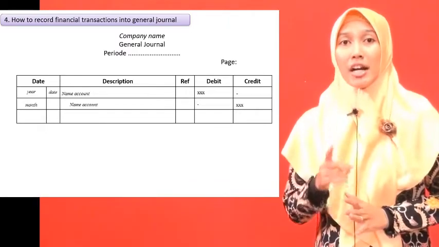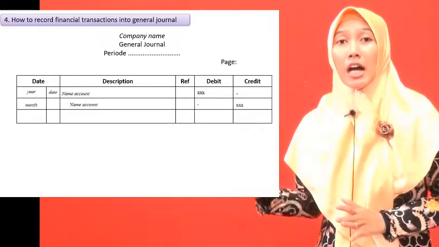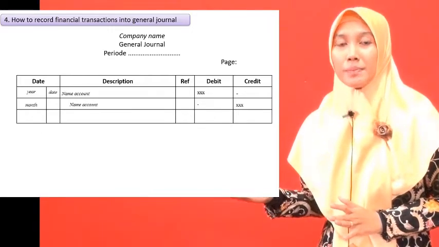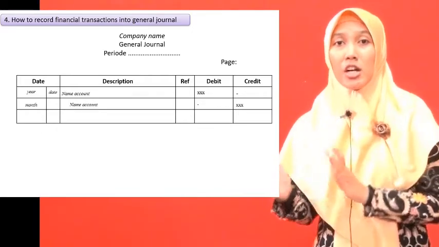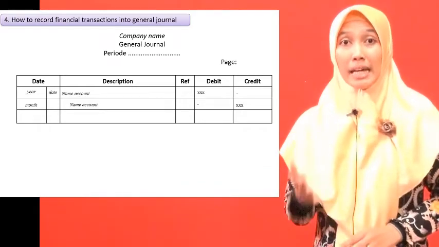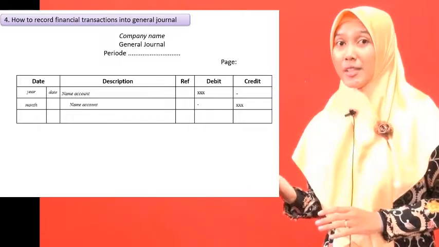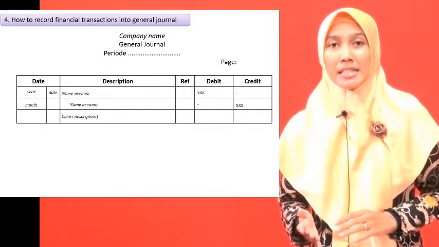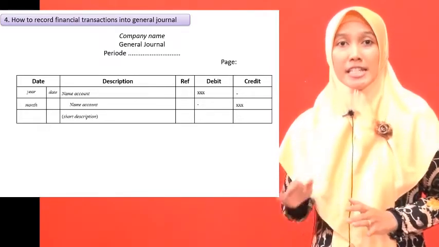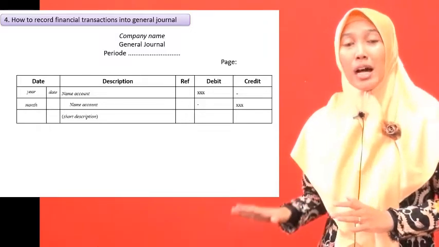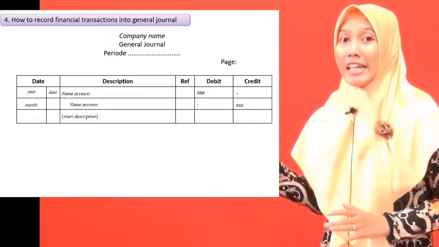Credited account is the right name of the account that must be in credit, written into the description column. You must write it below the account in debit and write it a little to the right. Then write the amount of money in the credit column. And next, write a short description below the account in credit in the description column.